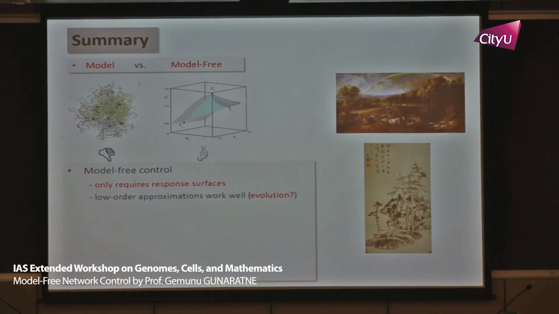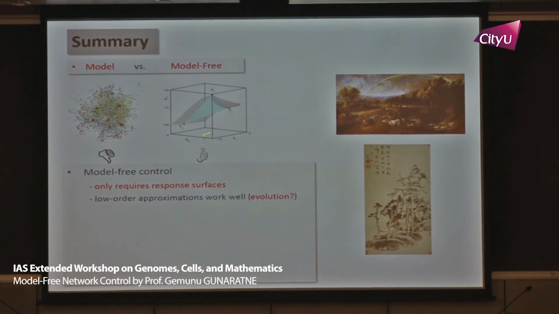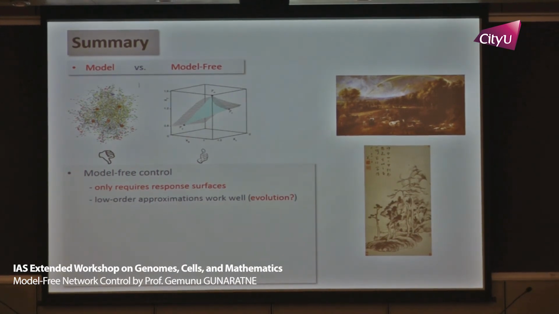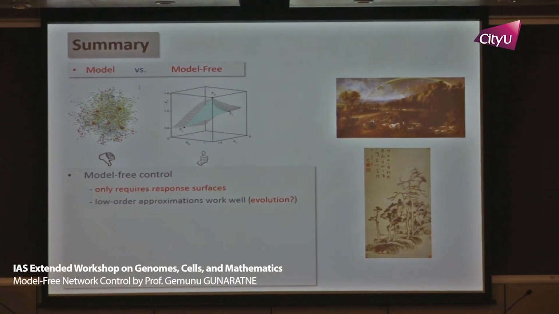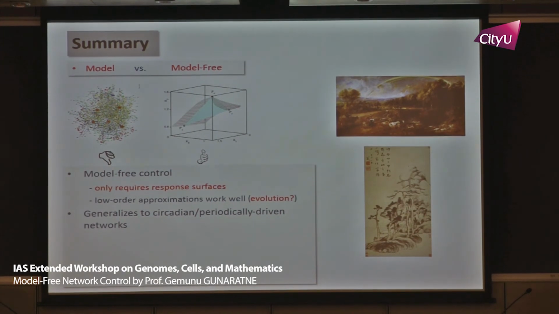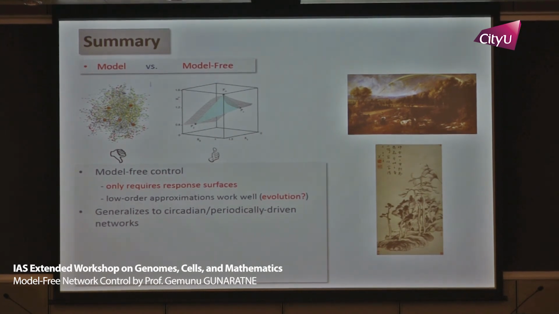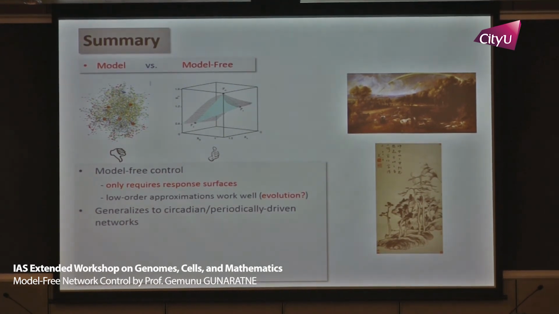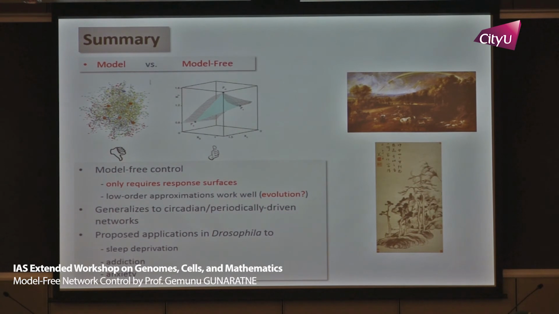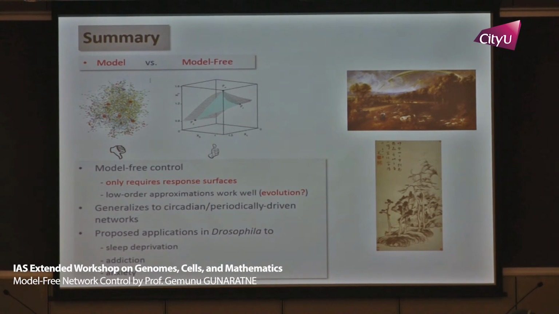So the model-free control, again, only requires the response surfaces, these blue surfaces, and low-order approximations, so it seems to work well. Again, might have something to do with the evolution. Okay, generalizations: I didn't go through the details here, but for generalized circadians or any periodically driven networks, all that happens is that the surfaces are in complex space rather than real space now. And the proposal that we have made is applications to sleep deprivation and addiction, which I have talked about before. Okay, and the last thing is anxiety.